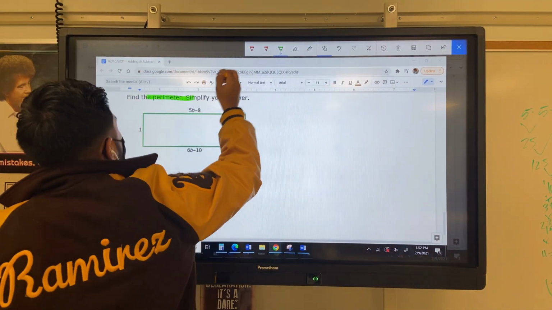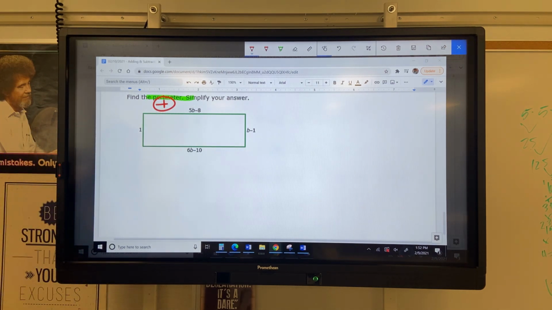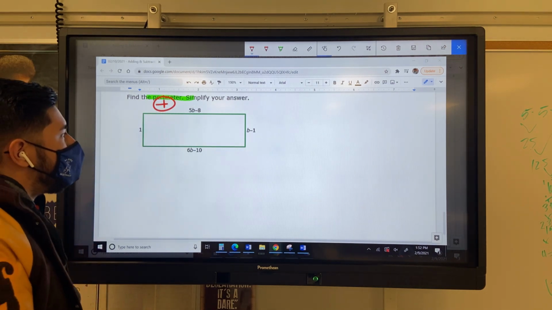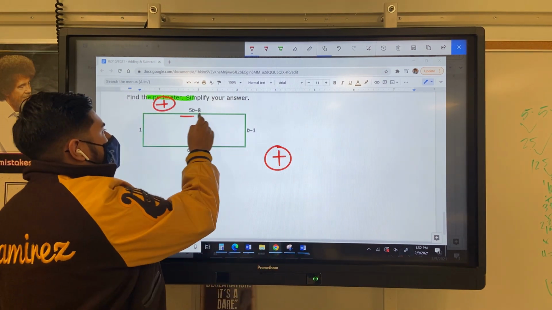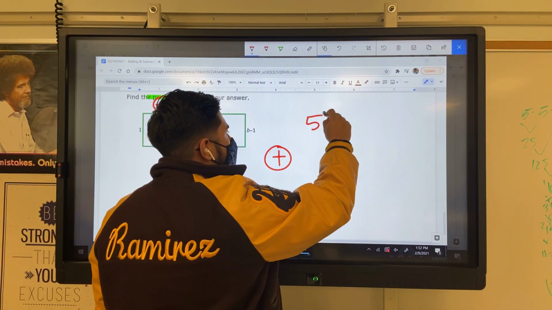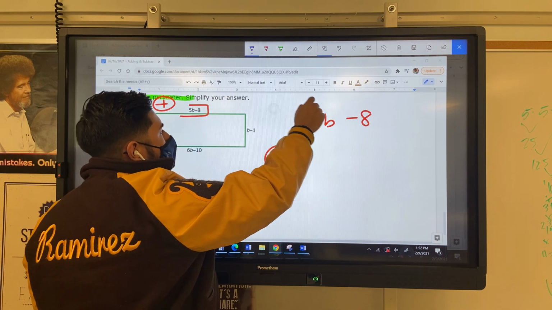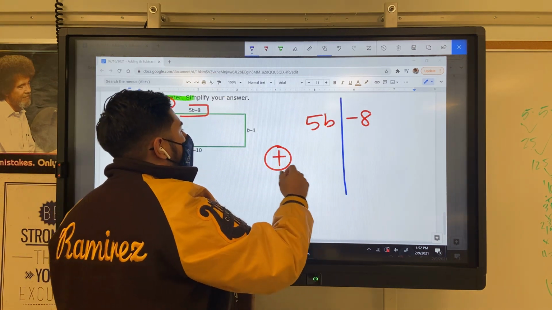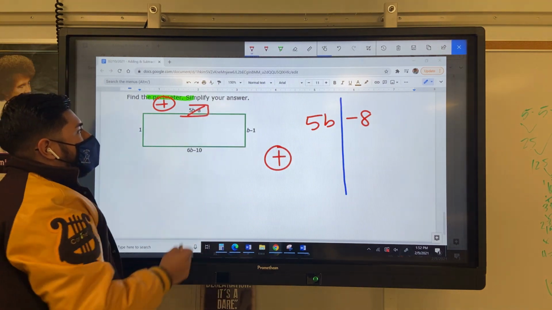Again, it's talking about perimeter. Make sure you know perimeter means we're adding all the sides. And let's do it. Adding. I'm going to take the top guy first. 5b minus 8. Split it up. So we did that one.